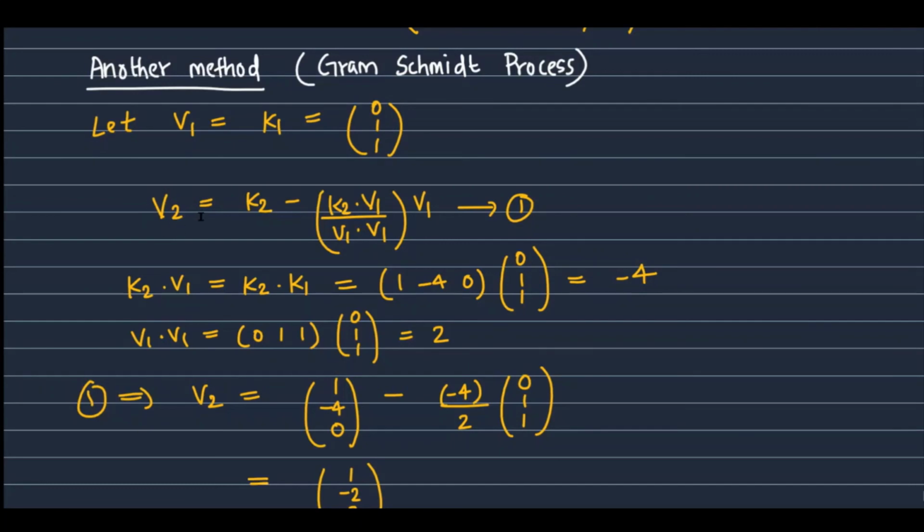And for v2, we will find a vector v2 such that v2 is orthogonal to v1. So v2 is given by k2 minus k2 dot v1 by v1 dot v1 into v1. So we will evaluate each of the terms and substitute in equation 1. k2 dot v1. Now v1 is nothing but k1. So k2 dot k1 happens to be minus 4. Similarly, v1 dot v1 is 2.